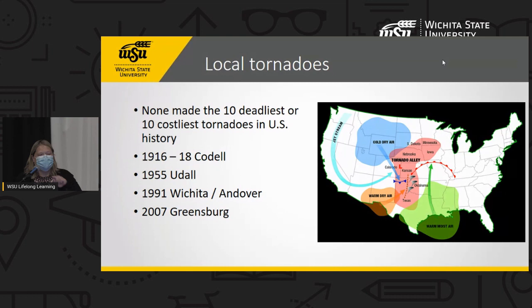And we're going to start off with Codell, Kansas. And although they weren't particularly bad tornadoes, it's a very interesting thing that occurred there. And it's just an extremely minute percentage that what happened there could ever happen anywhere ever again.